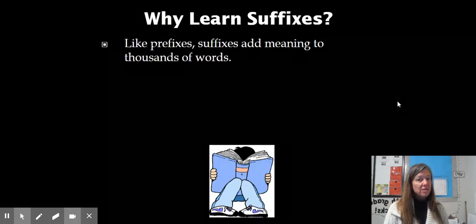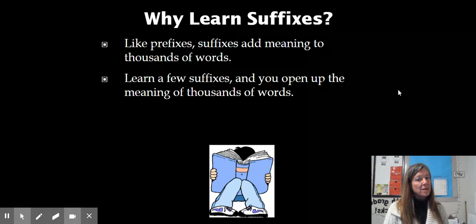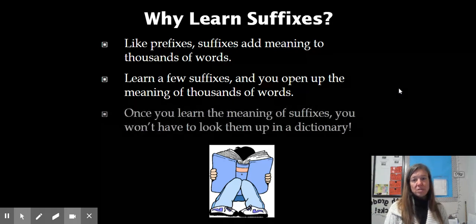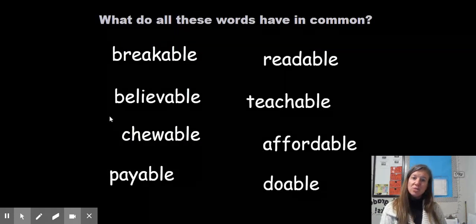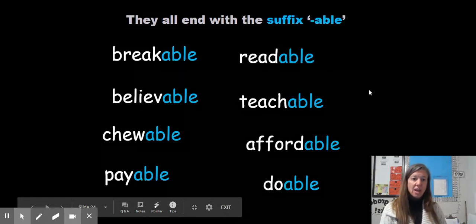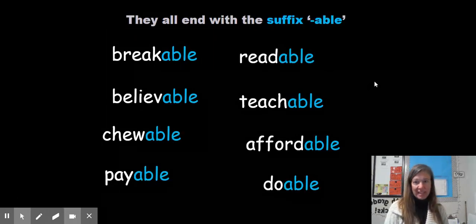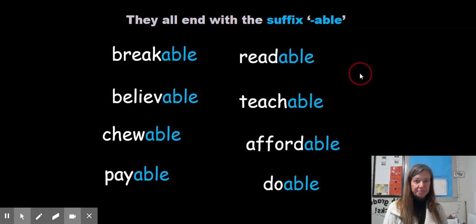So why learn them? They add to the meanings of words. Learn a few suffixes, open up your bank of words, and then you won't have to look them up once you know what they mean. So, looking at this group of words, they all have the able suffix at the end. Remember, they have a root word that can stand by itself added to a suffix at the end.